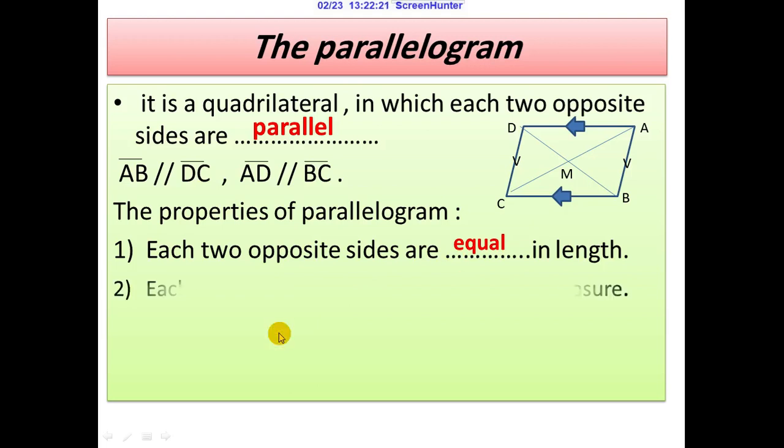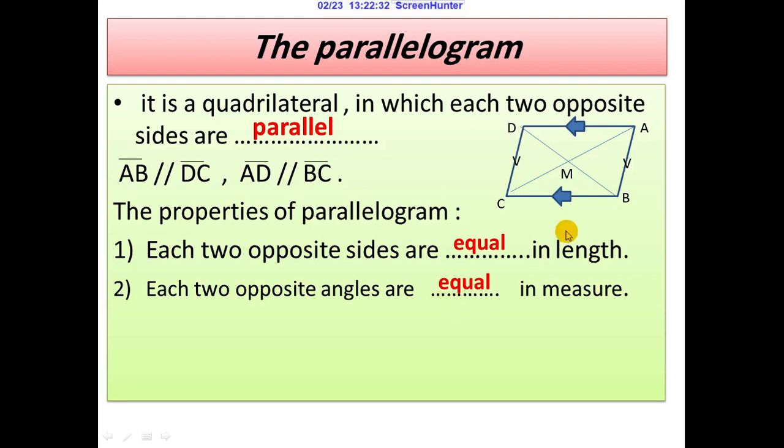The second one talks about angles. Each two opposite angles are what in measure? Each two opposite angles in the parallelogram are also equal in measure. I mean the measure of angle A equals the opposite angle C here, and the measure of angle D equals the opposite angle which is B here.